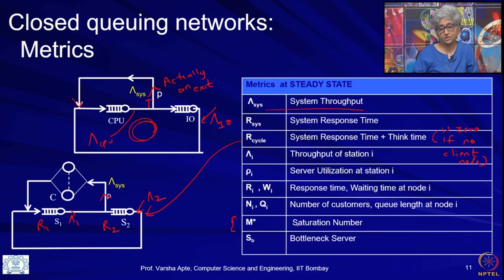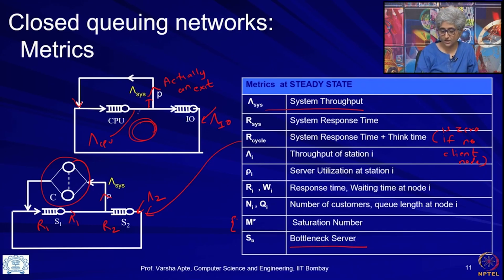Now we have metrics similar to the closed system. Remember there was a saturation number which was how many users does this system support, and this again exists. This time we just have to make sure that we take into account the capacities of both the servers. And just like open queuing networks, we have a notion of a bottleneck server.